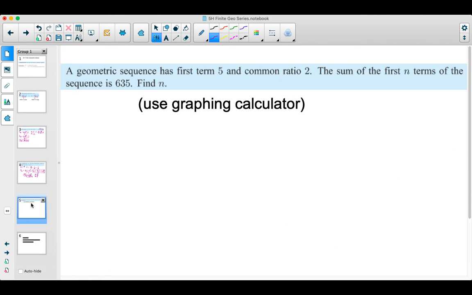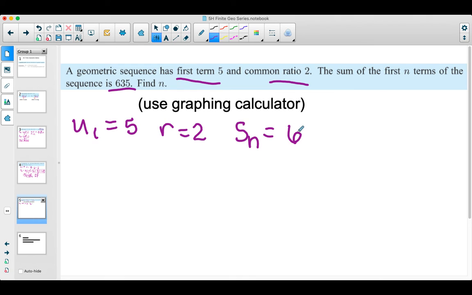Now let's take a look at one that we can use our graphing calculator for. So I give you the first term is 5, so I know u sub 1. I know my r is 2, and I know that the sum is 635, but I need to find what n is. I don't know how many I added together. I just know when I added them together, I get 635. So if we label this, u sub 1 is 5, r is 2, and S sub n is 635.